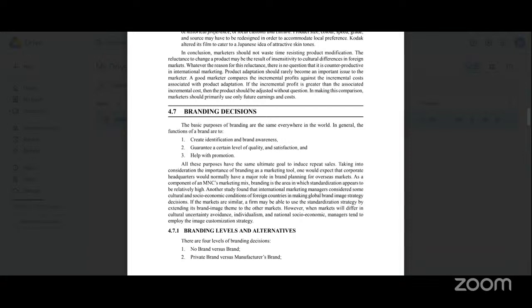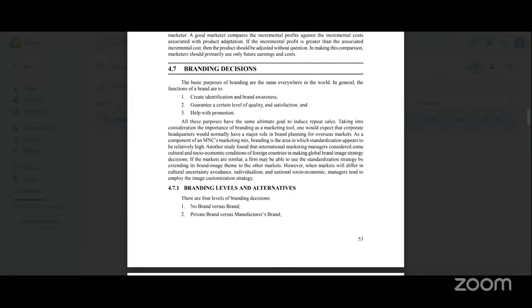The next point to be considered is in terms of branding decisions. So, what is the basic purpose of branding? In general, the functions of branding are to: A, create identification and brand awareness; B, guarantee a certain level of quality and satisfaction; and C, help with promotions.